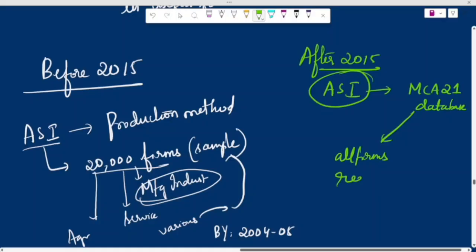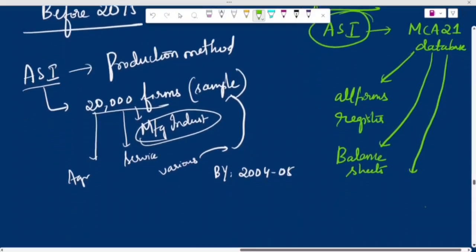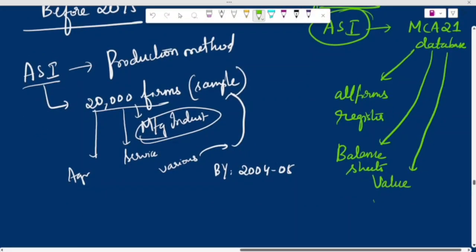All the firms should register formally, and it is not a survey, it is actual data. They should give us a balance sheet, how much revenue they are getting and how much they are spending. And this is not a survey, they should give us data. Then how much value added in each process of production should be recorded, will be calculated.